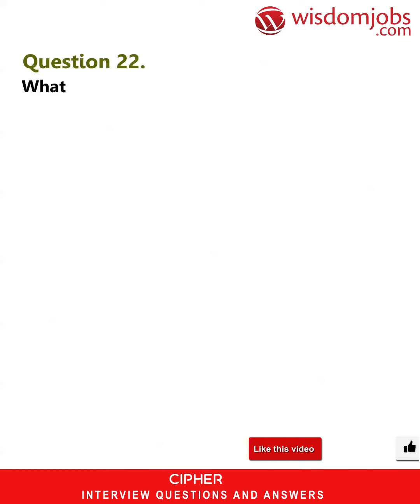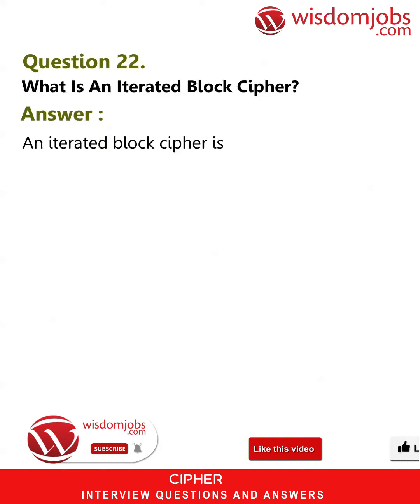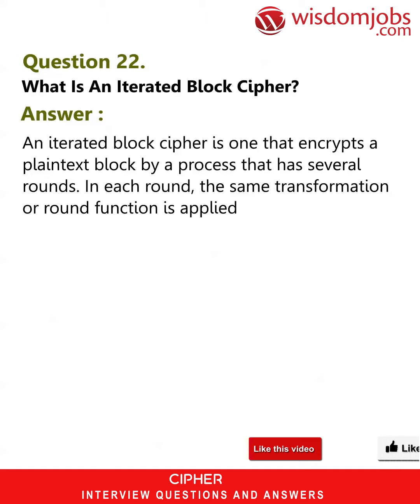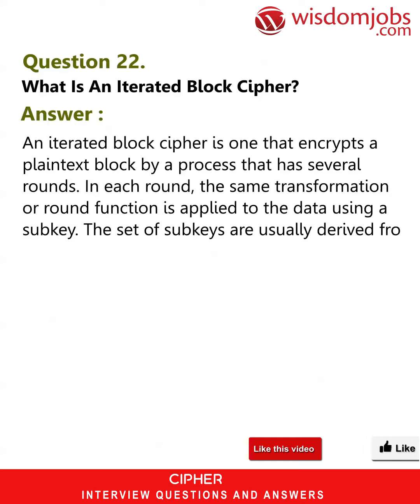Question 22. What is an iterated block cipher? Answer. An iterated block cipher is one that encrypts a plaintext block by a process that has several rounds. In each round, the same transformation or round function is applied to the data using a subkey. The set of subkeys are usually derived from the user-provided secret key by a key schedule.